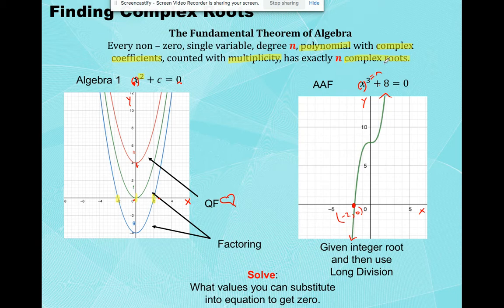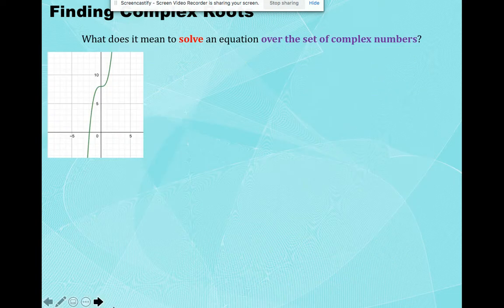Somebody at some point during AAF would say, well, what about if I don't have an integer root? Or what about if I don't have any real roots like x to the 4th plus 4? How do I find those complex zeros? And I shrugged my shoulders and I said, oh, I don't know. Well, how you find them is what we're going to do now, which took a lot more prerequisite knowledge, part of that being polars. So what does it mean to solve an equation over the set of complex numbers?